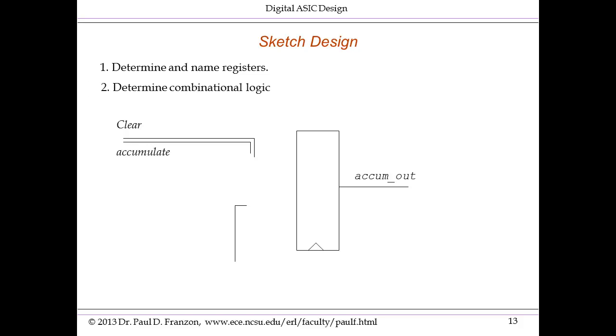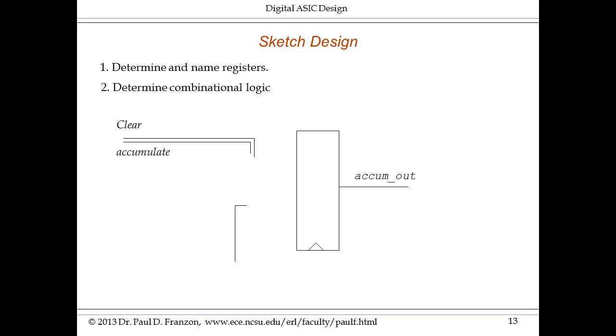The next step is to determine the combinational logic. That is, how will the inputs and internal values be re-evaluated every clock cycle to be presented at the D input of the register. The core of this combinational logic here is a selector or multiplexer.